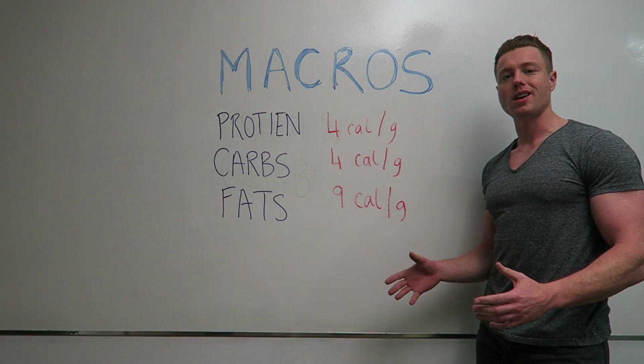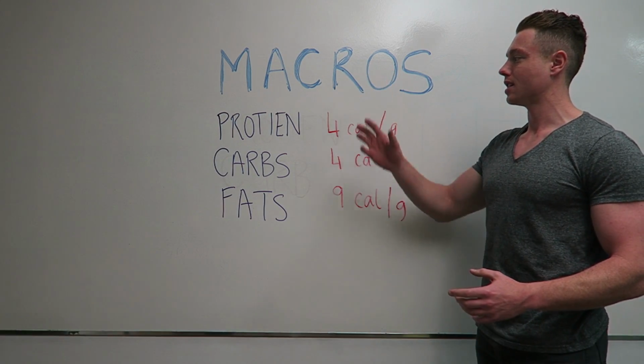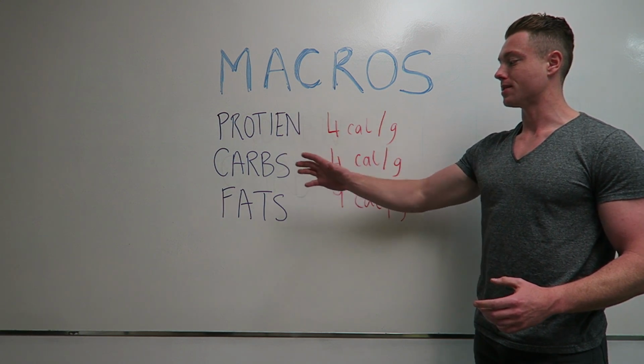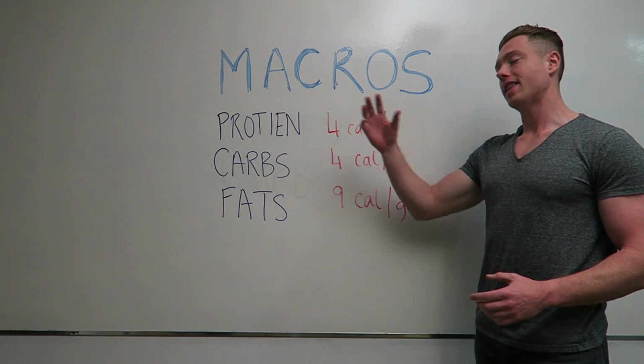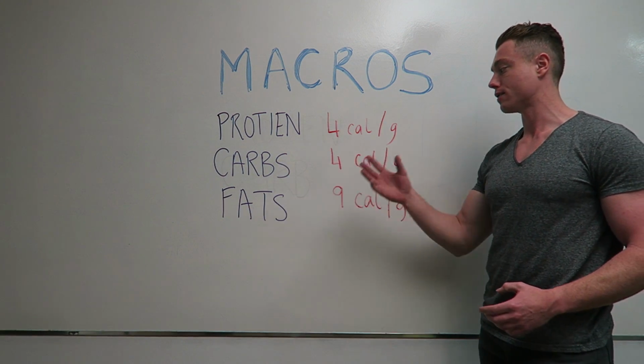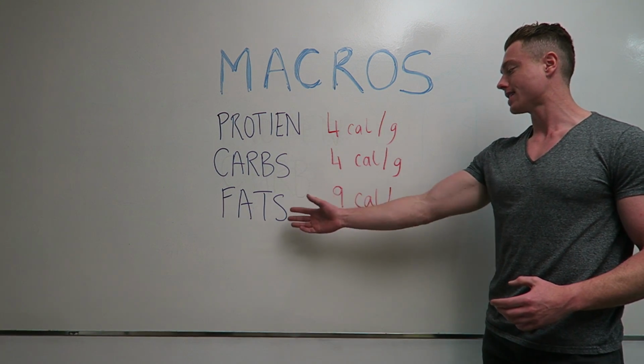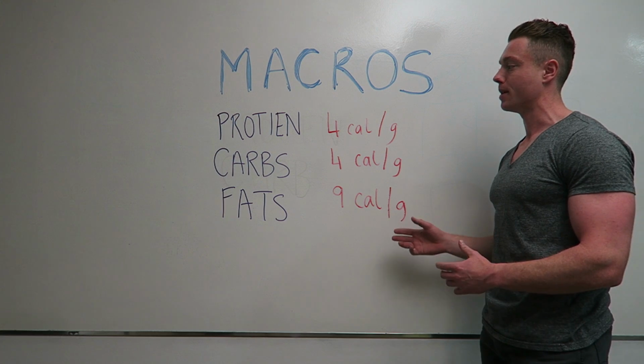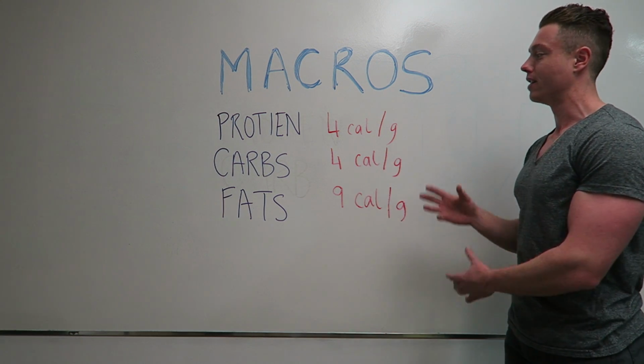Just so we have a basic knowledge, we got to understand that macros are made up from protein, carbs, and fats. And they all have calories. So protein has 4 calories per gram, carbs has 4 calories per gram, and fats have 9 calories per gram. So our macros are made up of calories.